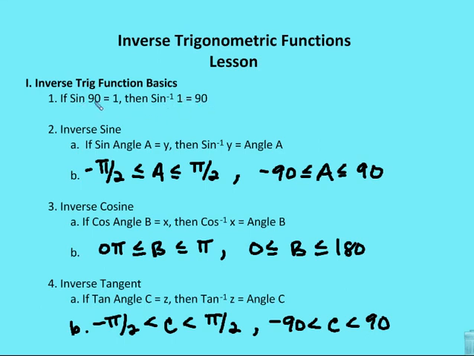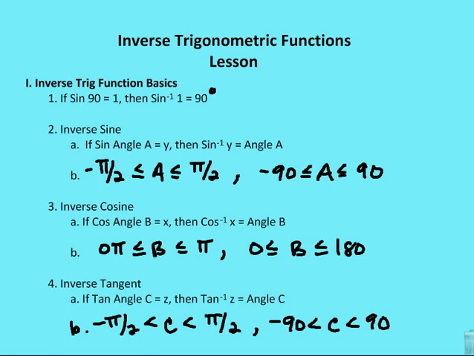So again, I'm taking the sine of an angle is equal to some value or some relationship. Then I know that the inverse sine of that relationship is equal to 90 degrees. So if the sine of angle A is equal to y, then inverse sine of y is equal to A. Now when I talk about the measure of an angle, it's always going to be with respect to sine between negative 90 and 90 degrees, or negative pi halves and pi halves.